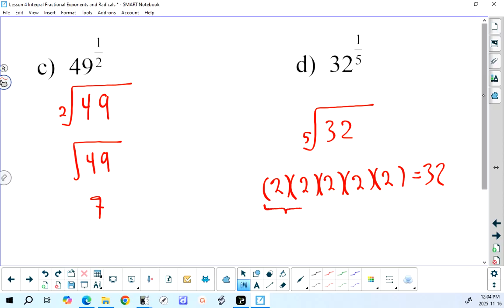2 times 2 is 4. 4 times 4 is 16, times 2. That tracks, it gives us 32.